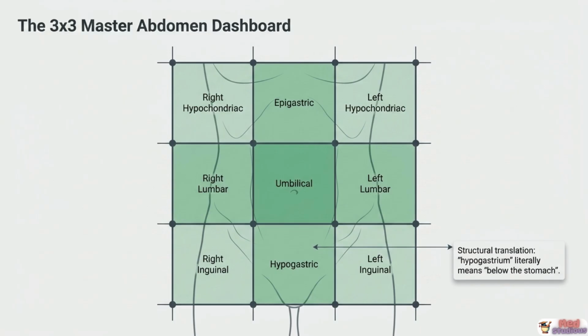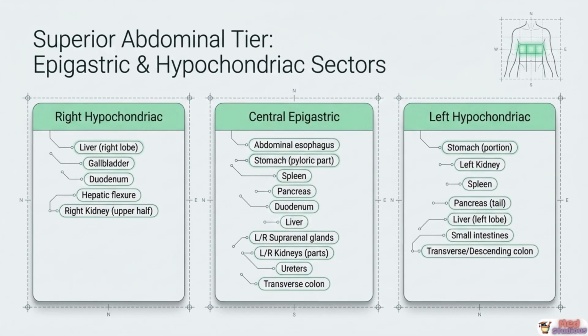Pain in the epigastric region points to the stomach, pancreas, or heart. Pain in the right hypochondriac region suggests the liver or gallbladder. Pain in the right lower quadrant, the right inguinal region, is the classic location for appendicitis. 9 zones, infinite clinical utility. The superior tier of the 9-region grid contains the 3 most organ-rich zones in the abdomen. Let's inventory them one by one.